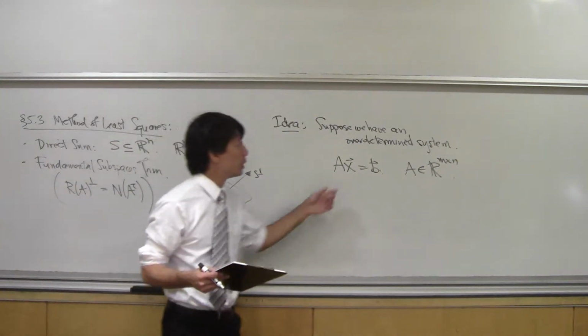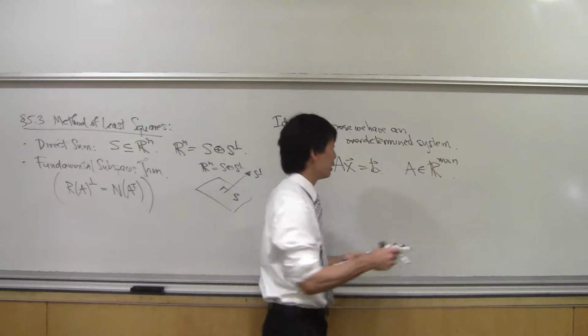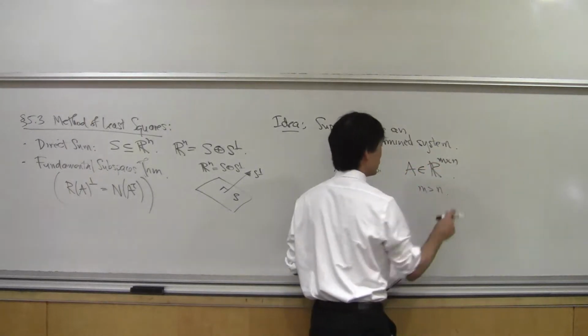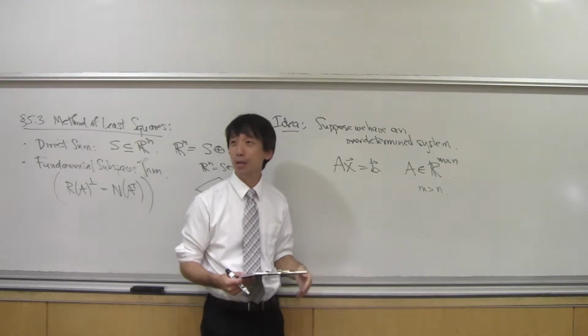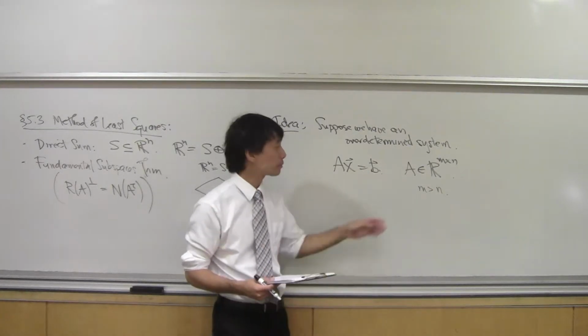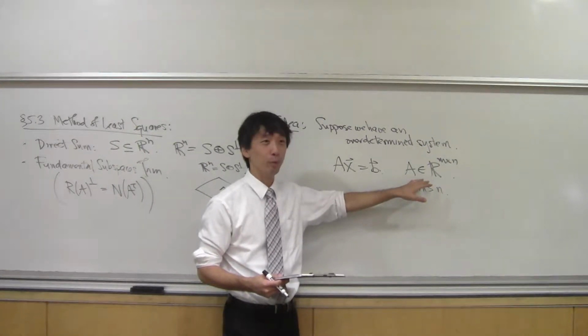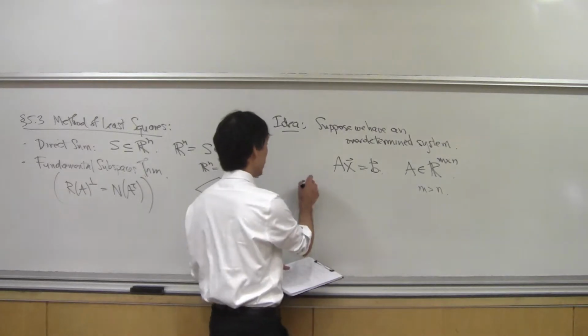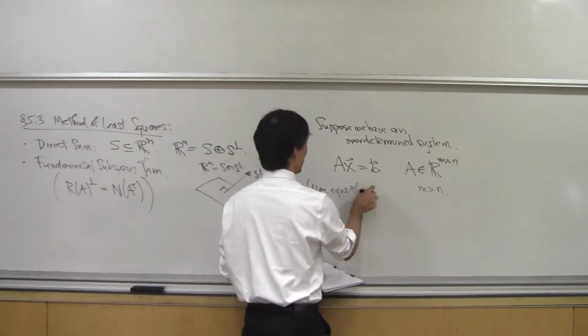Okay, so suppose we have an overdetermined system. You have an m by n matrix where m is bigger than n, so the number of rows is bigger than the number of columns. In other words, you have more equations than unknowns.